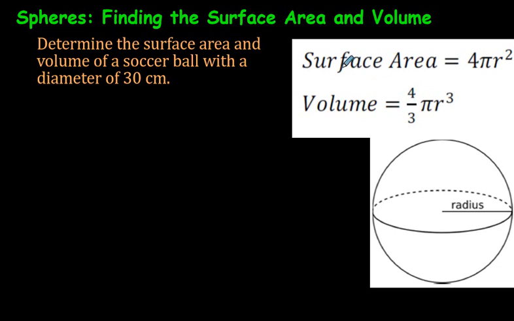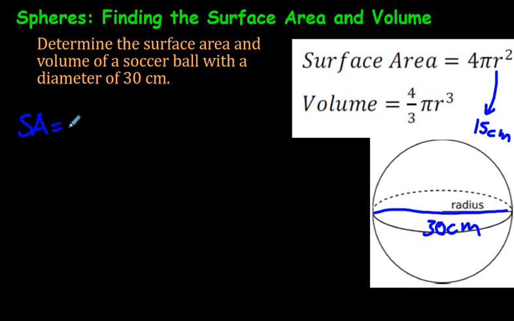Let's get into it and let's solve the first one. Let's find the surface area of this soccer ball right here. It says the diameter of the ball is 30 centimeters. So the distance all the way across is 30 centimeters. And for our formula in surface area, we need to know the radius. Okay, and the radius of that diameter would be half of the diameter. So the radius is actually 15 centimeters.